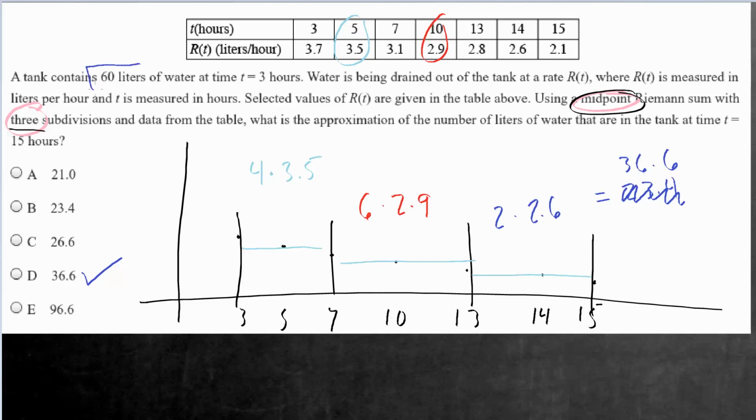But it says a tank contains 60 liters of water and it's being drained out, which means we've lost 36.6. So the interpretation of the problem is important. So 60 minus that, that's where my 23.4 comes from. And that's going to be B.